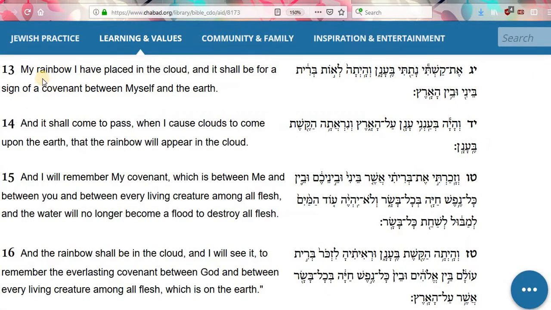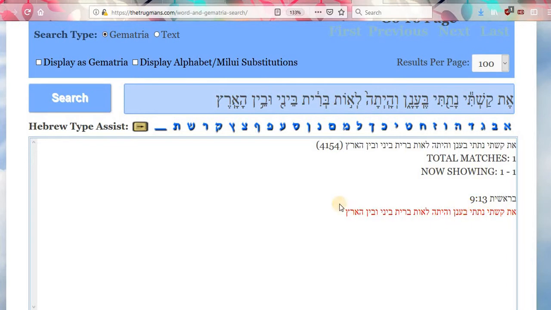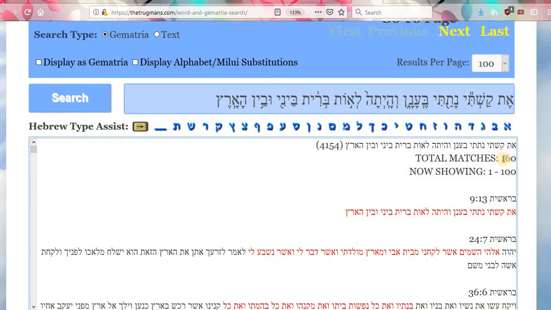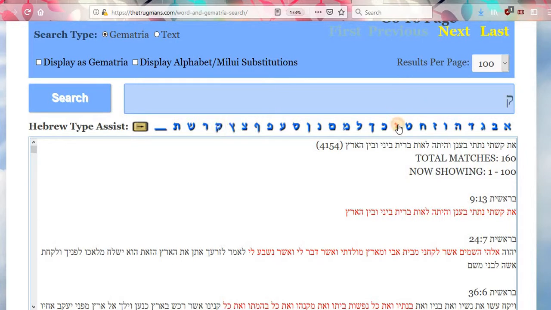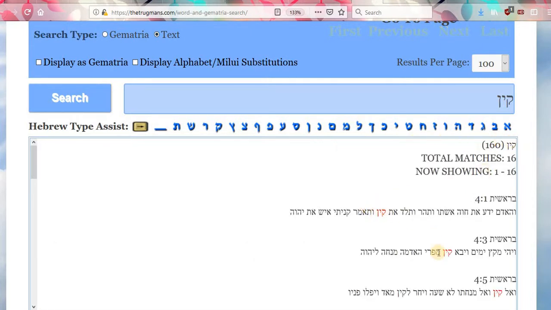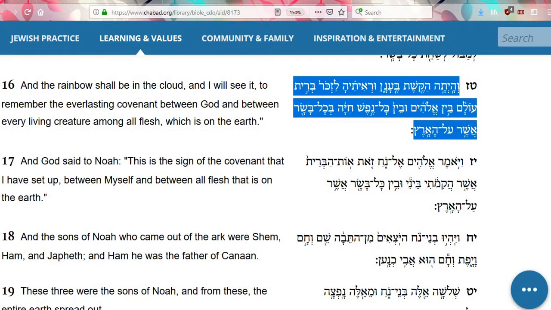So let's continue to the very next verse, 9:13. My rainbow I have placed in the cloud, and it shall be for a sign of a covenant between myself and the earth. And here it is, 9:13. 4,154. Let's see how many times that shows up. 160. 160 is interesting because that is the value of the name Cain. And there's Cain, 160. So we've got Lamech, Noah, Cain, all referring back to that verse in the beginning.